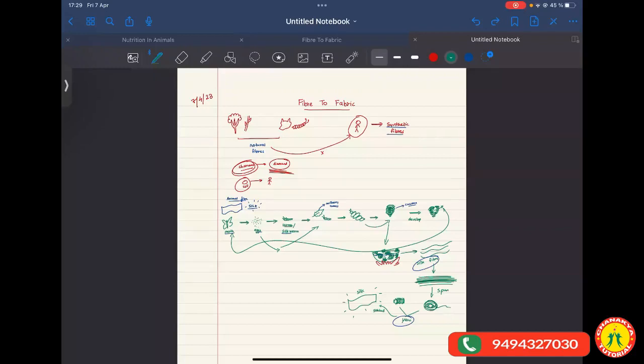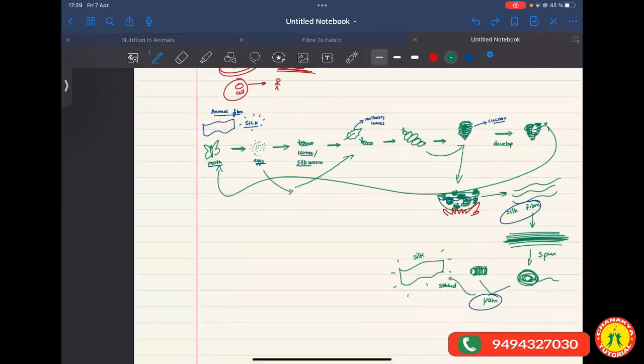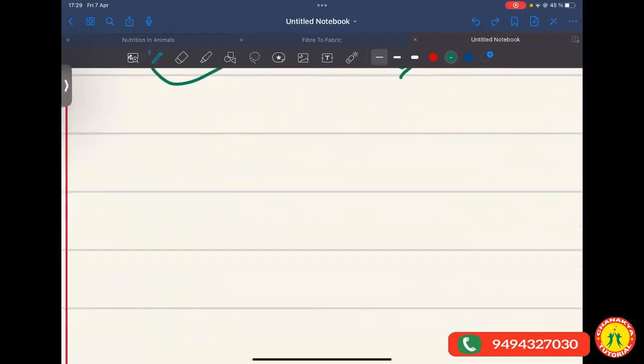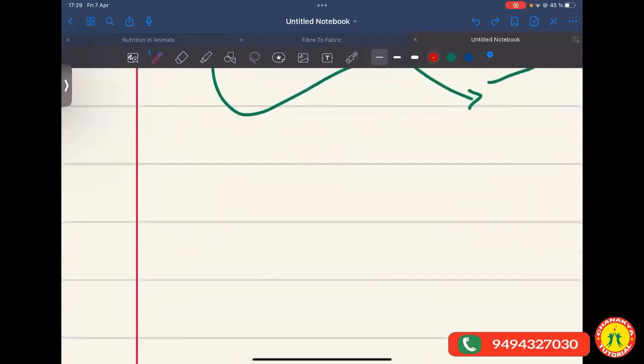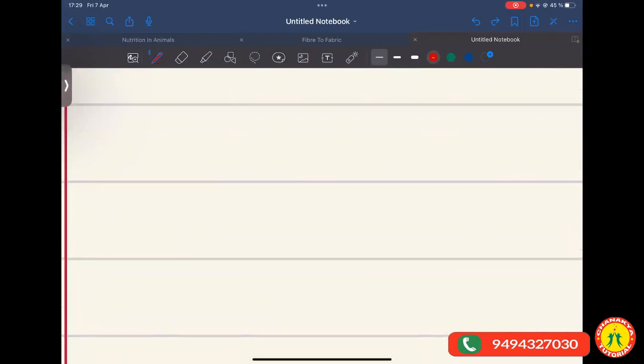Ma'am, done. Okay. So I hope you understood. I hope there's no doubt so far. All right. So this is how silk is being extracted from the silkworm. Okay, silk moth. All right. So now we're going to see how the cotton is being extracted, which is more of a plant fiber. All right. So cotton.